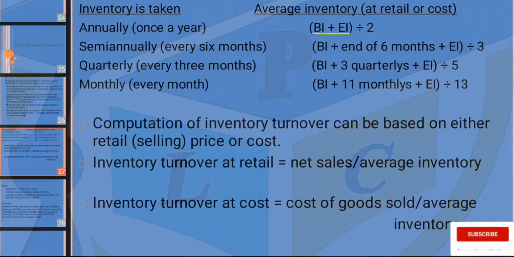So when it comes to semi-annually, we are talking about every 6 months. So here, if you have beginning inventory, it's going to be 1, and the end of 6 months, right?